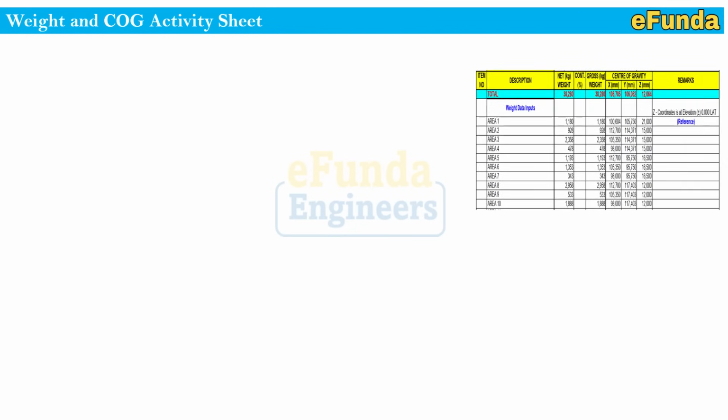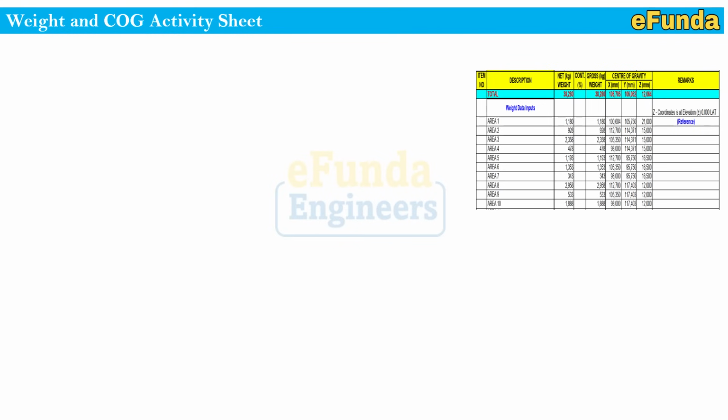Now, the weight and COG activity sheet. One can refer to the first picture where one can see the description, net weight, contingency, gross weight, center of gravity, and individual remarks if required. In weight data input, there are several areas marked: area 1, 2, 3, 4, 5, 6, 7, 8, 9, 10, etc., where the net weight, gross weight, and their individual center of gravity XY coordinates are also mentioned, and this sheet is populated. The calculation for such a sheet requires marking on the layout.